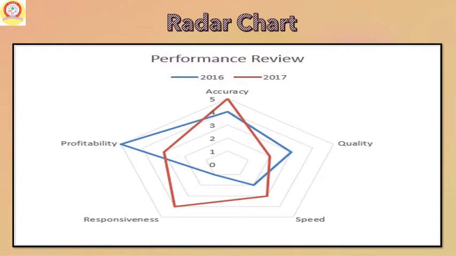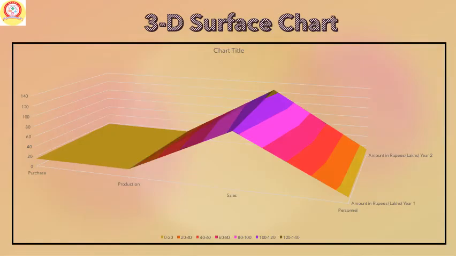Radar chart. Now children, a radar chart plots data in concentric circles. Each data series is plotted along a separate axis from the center point to the outer ring. Lines connect values from the same series. 3D surface chart. A 3D chart creates a three-dimensional view of data. The topographic map is an example of this type of chart.